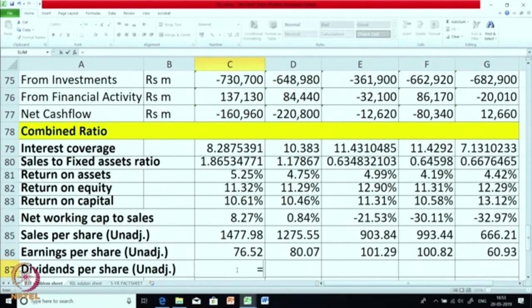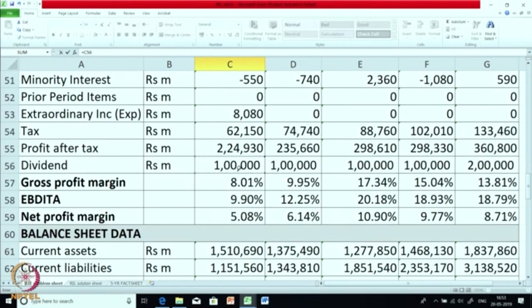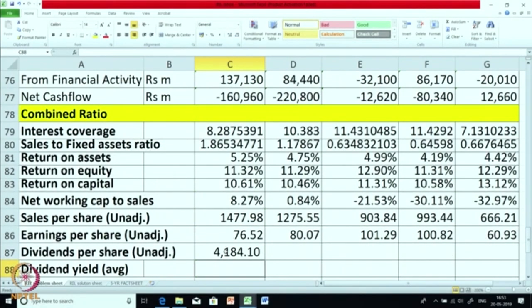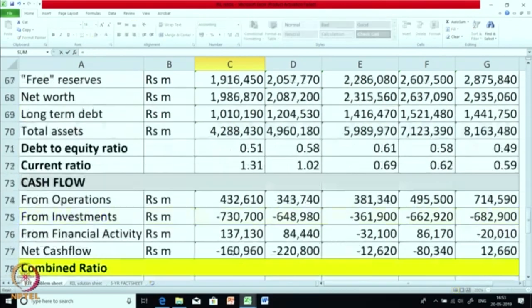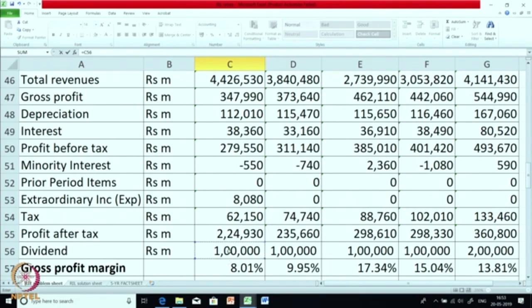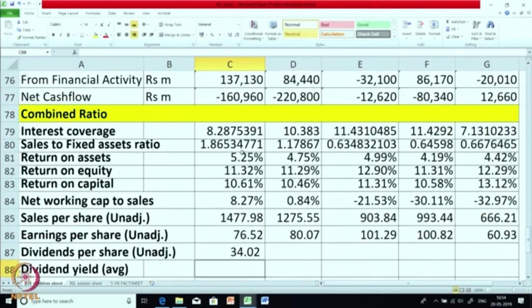Dividend per share. Here we have just taken one hypothetical amount for dividend and we will divide it by number of shares to get dividend per share. So, dividend divided by number of shares. I think there is some confusion, we will do it again. So, 34.02, it has more or less remained constant over the period.